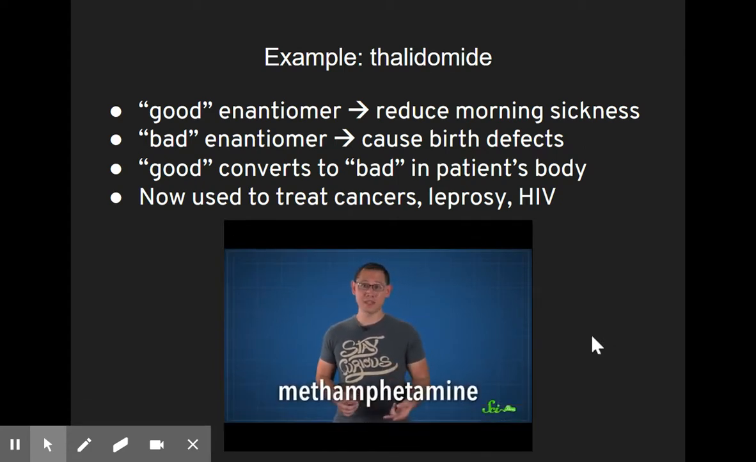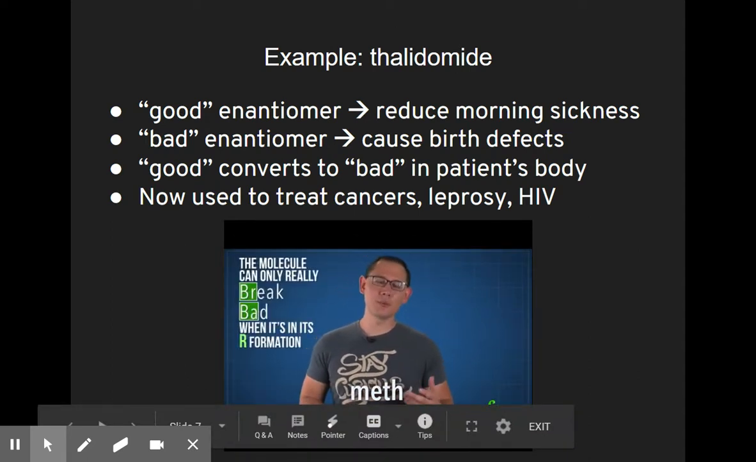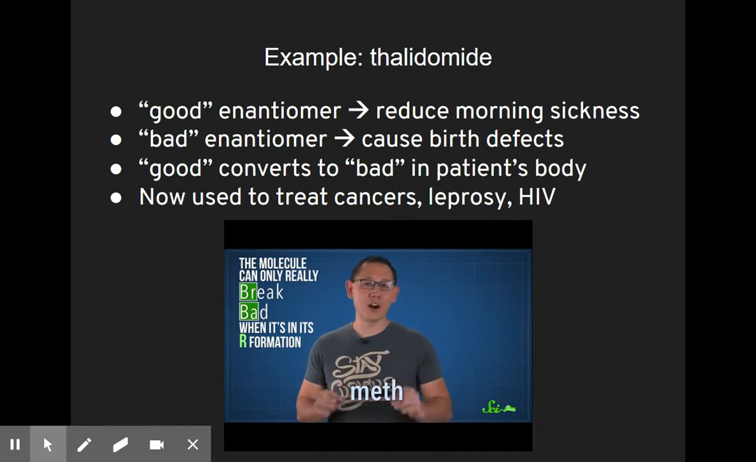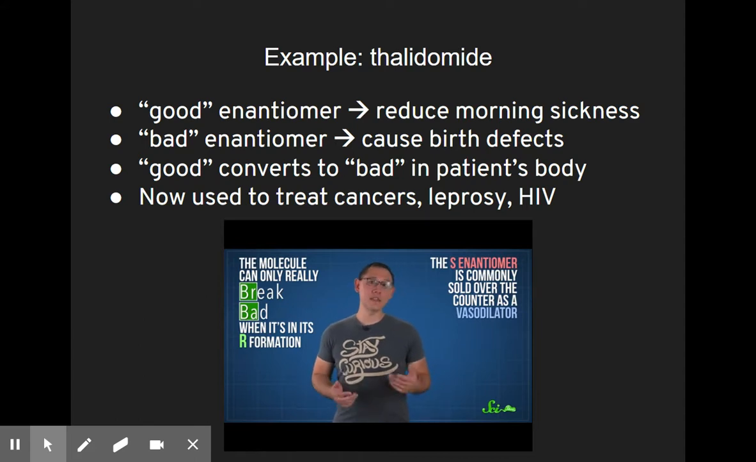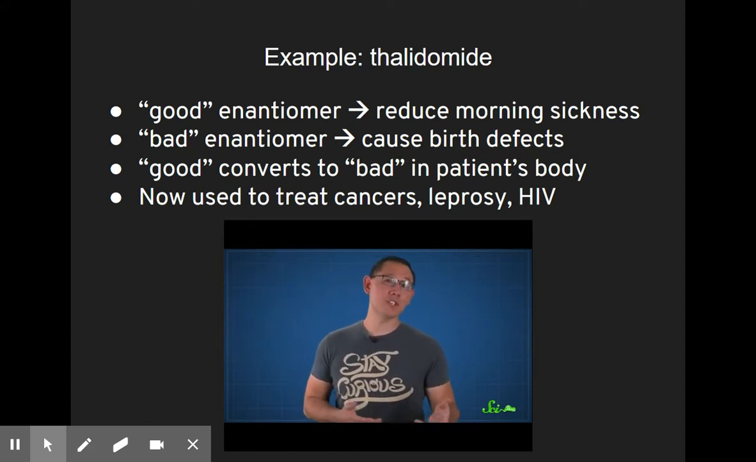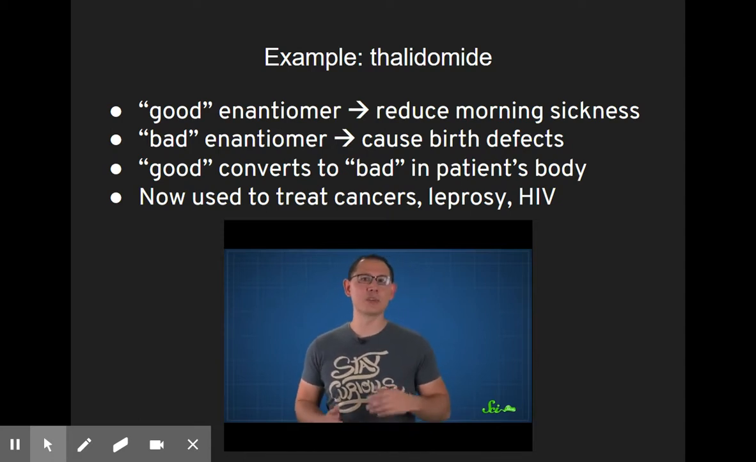One of the most famous, or maybe infamous, examples of how 2 enantiomers affect the human body is methamphetamine. You'd probably associate that name with the street drug, but the molecule can only really break bad when it's in its R formation. The S enantiomer is commonly sold over the counter as a vasodilator, and you can easily find it in vapor inhalers. But the vapor inhaler you just bought at the pharmacy isn't filled with a dangerous drug, because the S version will never be psychoactive.